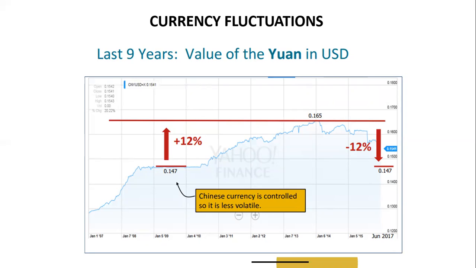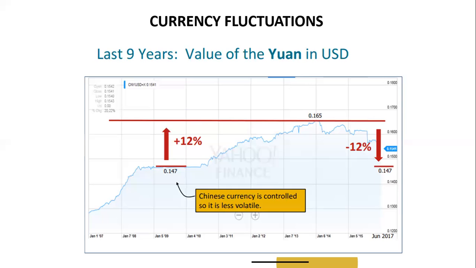Now in this slide, this is the price of yuan in USD. And we do see that there has been a shift here as well. There has been an increase of 12%, around January 2009, and then a decrease around 2017. Now, if you notice, the yuan's value is not as volatile as, let's say, the euro's price fluctuations. And the reason is that the Chinese currency is controlled. So therefore, it is less volatile.